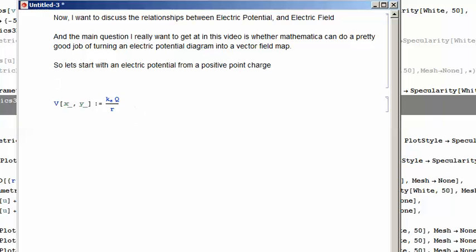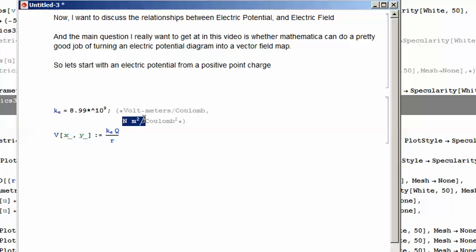Generally, it looks like this. K sub E is called Coulomb's constant. It is 8.99 times 10 to the 9th, and that is in, well, we can see from the equation below that it has to be in volt meters per coulomb, but that's not a great unit to use. I think it's usually given in Newton meters squared per coulomb squared, which makes it very similar to the universal gravitational constant of Newton meters squared per kilogram squared.